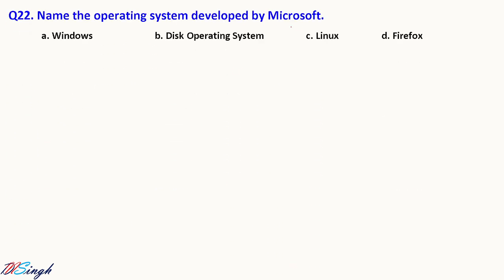Name the operating system developed by Microsoft. We all know Microsoft Windows is an operating system that is developed by the company Microsoft, and Mac is an operating system developed by Apple. Linux and Unix are also operating systems developed by the community. Okay, disk operating system, DOS, is also an operating system that came first, in 1995 or 98. So disk operating system is a predecessor to Windows.